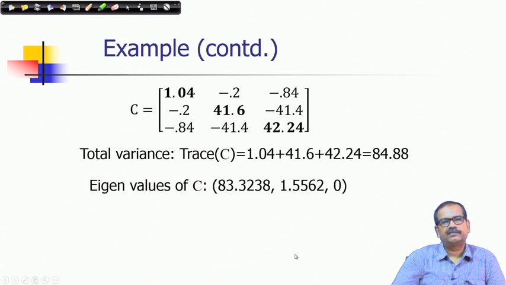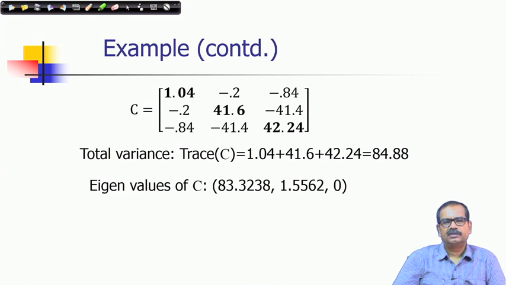and eigenvalues of the covariance matrix, they can be computed, and as you can see one of the eigenvalues becomes 0, that is the minimum, but the maximum is 83.3238 in this case, which is quite high and which is capturing almost all the variance of the data. But the second eigenvalue is also 1.5562, which is much less than the first component, but still it has some significant component.